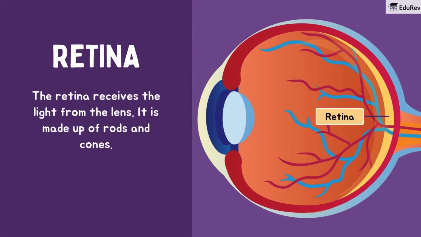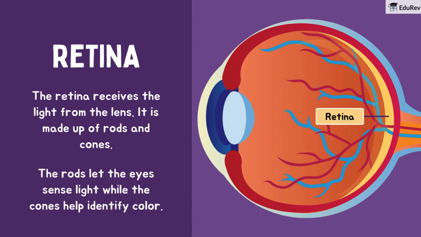Retina. The retina receives the light from the lens. It is made up of rods and cones. The rods let the eye sense light, while the cones help identify color.